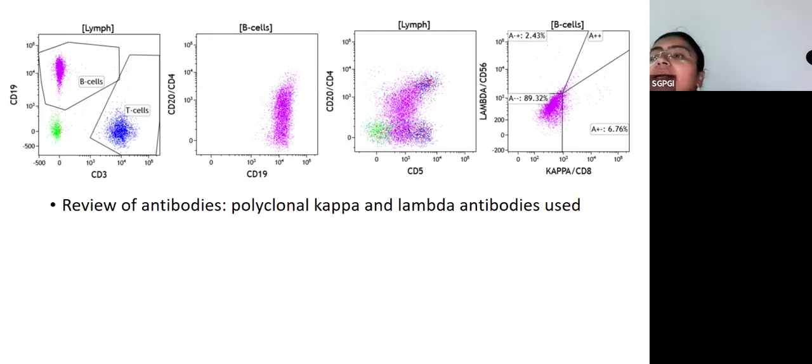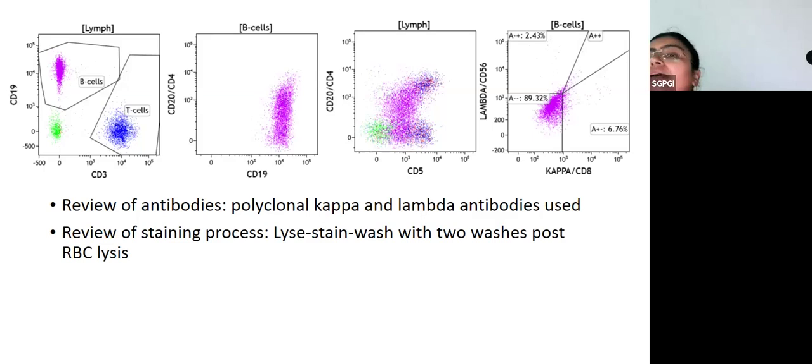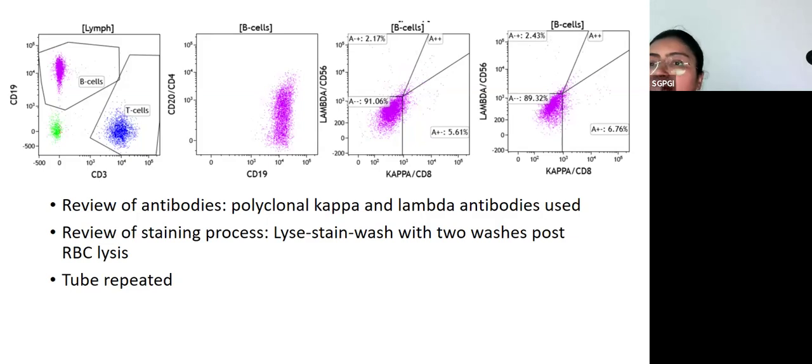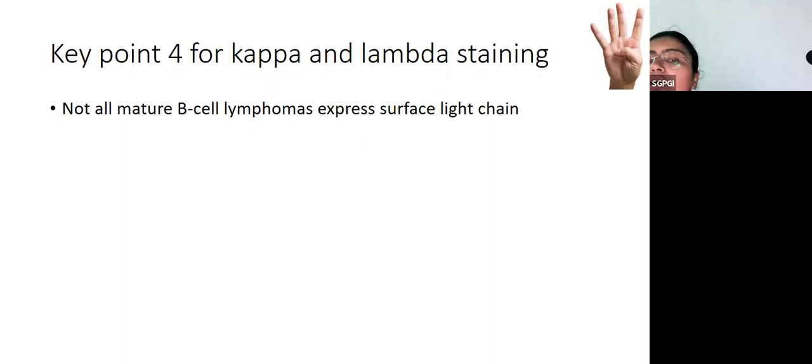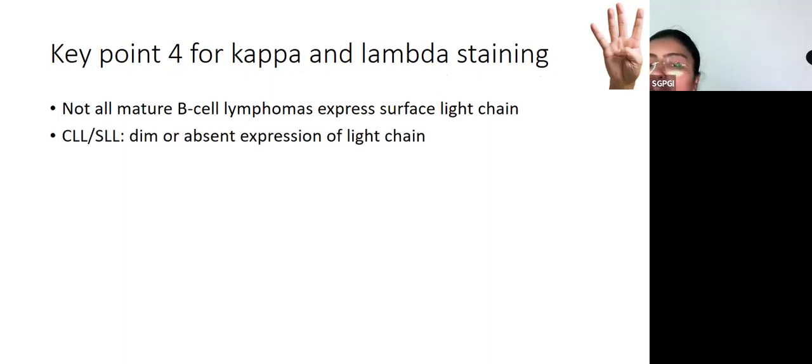So one review that I taught you was polyclonal versus monoclonal. Here, monoclonal antibodies were not used. It was polyclonal antibodies that were used. Review of staining process was done. It was a lyse, wash, wash, stain, wash approach, and 2 washes had been given post RBC lysis. So the tube was repeated. It looked nearly the same again, right? So we went back, looked at the other phenotypes, and this was chronic lymphocytic leukemia on the other tubes. So not all mature B-cell lymphomas will always have surface light chain expression at an intensity which you can resolve.